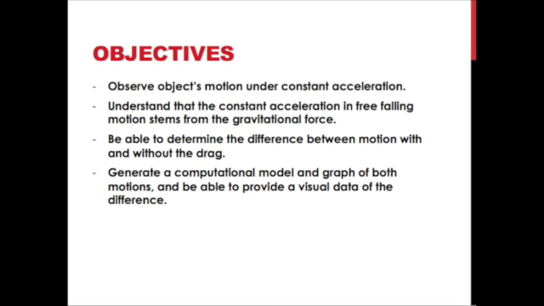First, the objectives of the experiment were to observe object motion under constant acceleration, and second, understand that the constant acceleration in free falling motion stems from the gravitational force of 9.8 newtons. Third, be able to determine the difference between motion with and without the drag. And lastly, generate a computational model and graph of both motions and be able to provide a visual data of the difference.